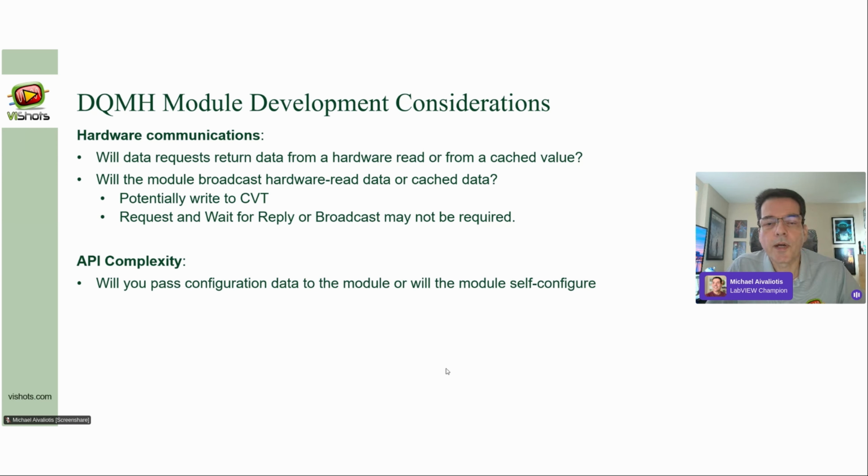I'm going to touch a little bit on API complexity because, of course, creating APIs is a whole presentation on its own. But touch a little bit on this, because the amount of API complexity you create puts more burden on the user of the module and understanding what all the different calls mean and how they're used. So, for example, will you be passing configuration data to the module, or will the module self-configure? That's one consideration.